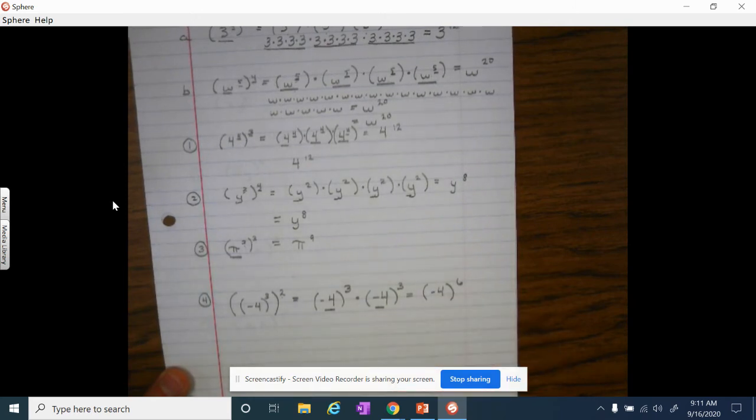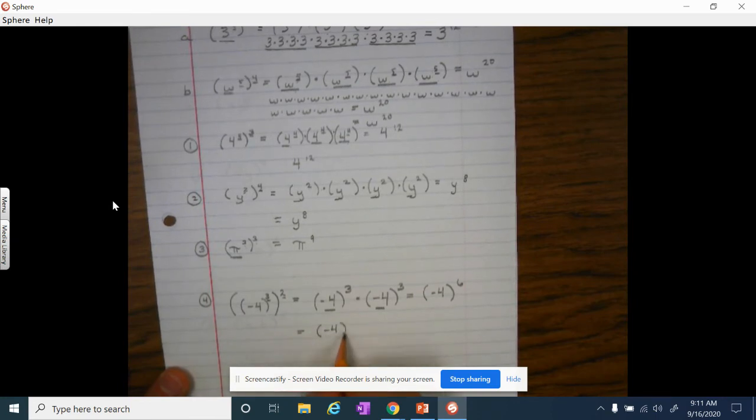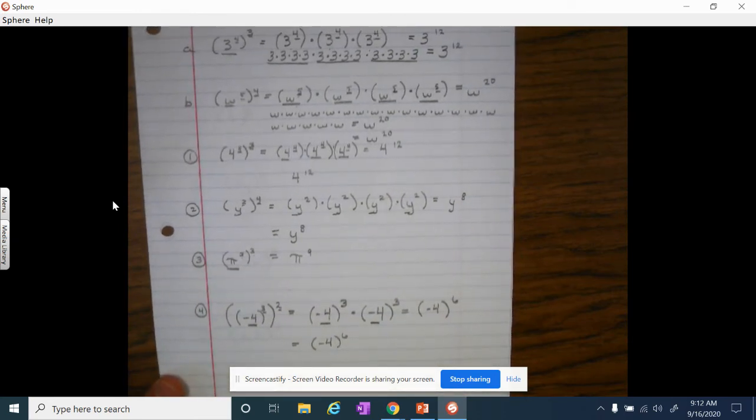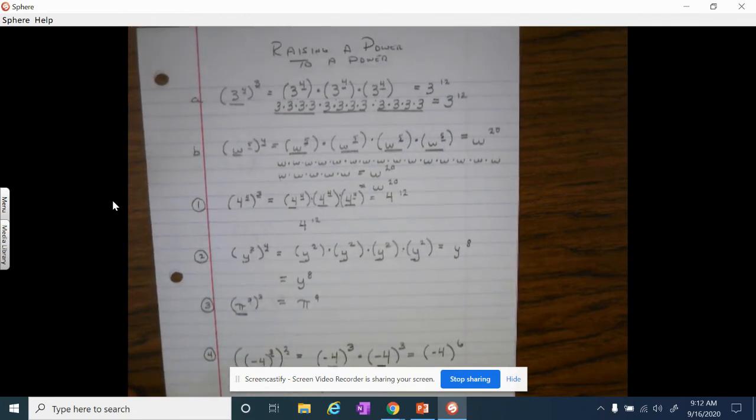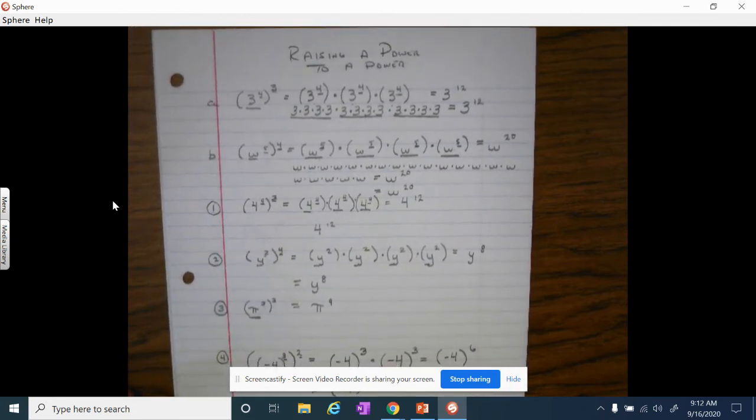So my base is negative 4, and I want it to the 6th power. Let's see if our shortcut works. 3 times 2 is 6. So you can see that my base, my only base, was negative 4. 3 times 2 is 6. So that is your second rule for today's lesson, and that is, once again, raising a power to a power.